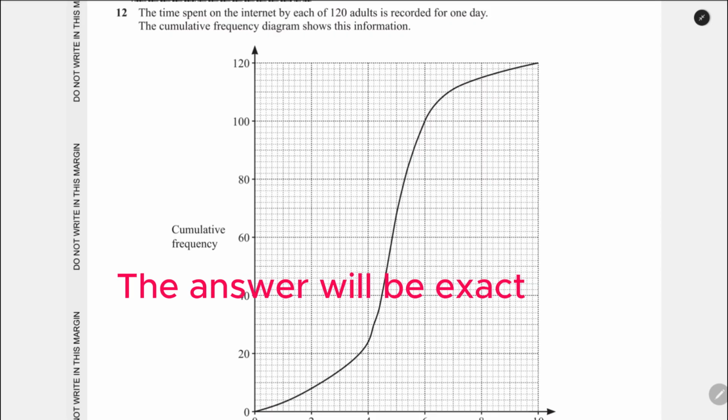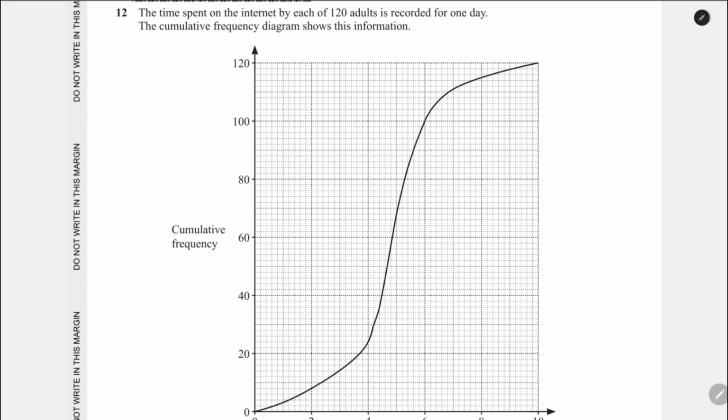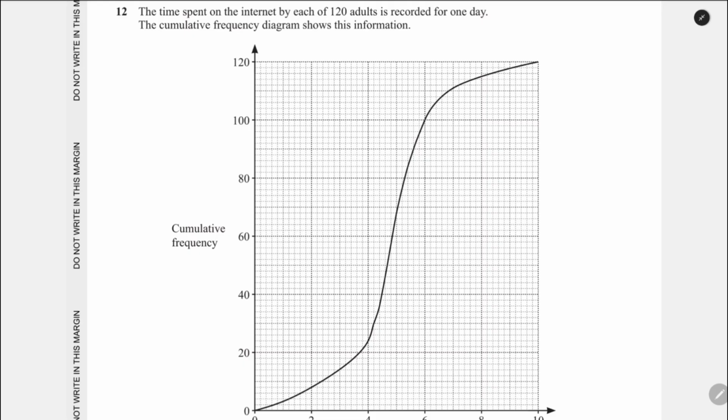This particular question is testing your ability to understand the concept of cumulative frequency diagrams and also being able to read scales appropriately. Very, very important. Can you read the scale on a diagram? That should be one of the key things you should bear in mind when working on a non-calculator paper. It is very, very important. Now let's read the question.